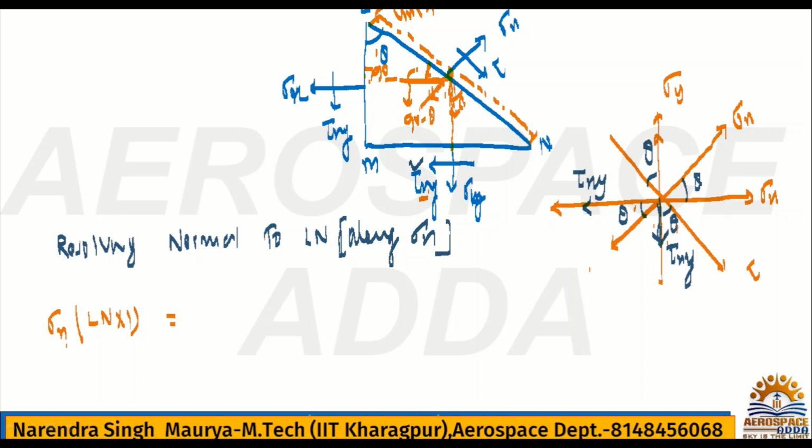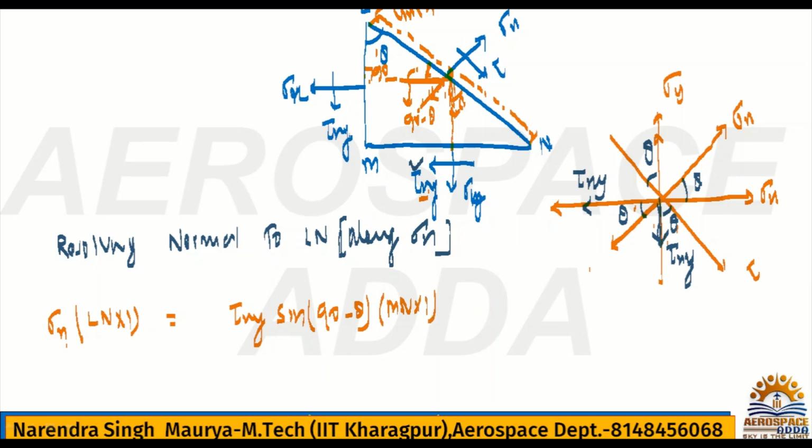And along this direction, if you check, this angle will be what? This angle will be 90 minus theta, so I must write tau xy sine of (90 minus theta) into what is the area? Area is nothing but mn into 1. This is for the stress.